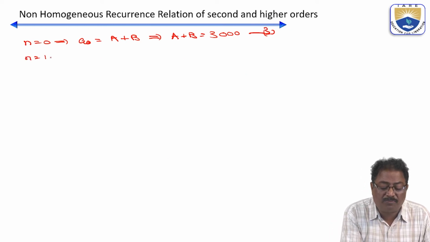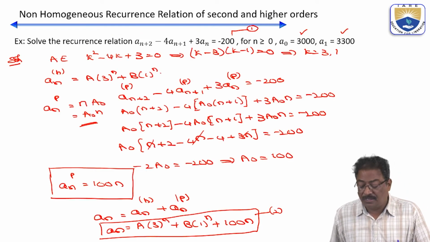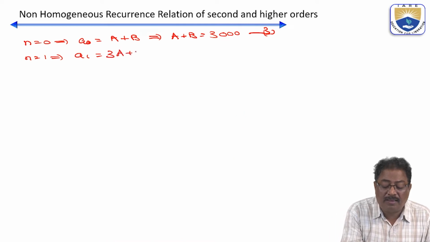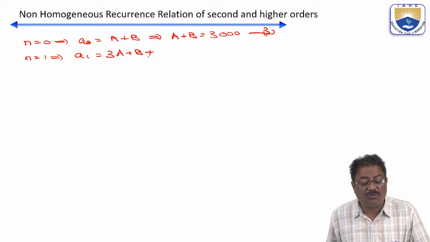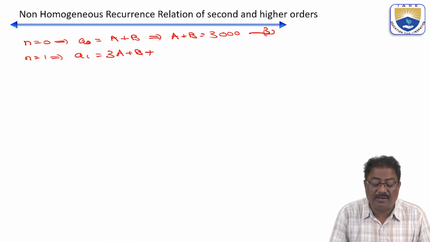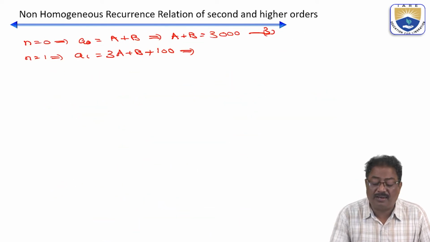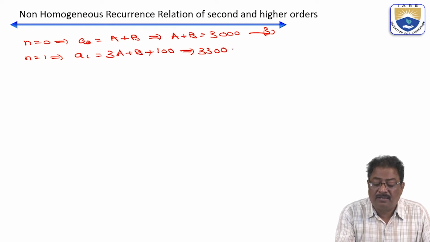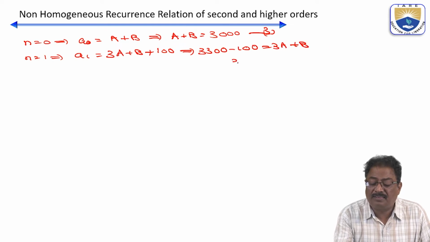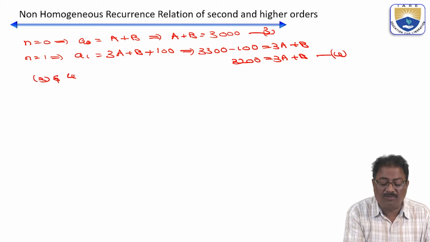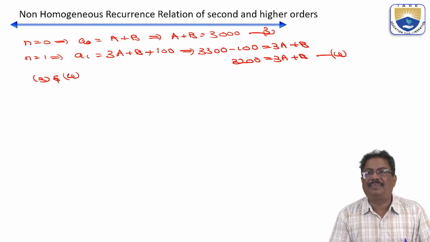Then if I substitute n equal to 1, a1 is equal to 3a plus b plus 100. Here a1 is given as 3300, so 3300 minus 100 is equal to 3a plus b. So 3200 is equal to 3a plus b. Call this equation 4. If I solve equations 3 and 4, then we come to know what a is and what b is.